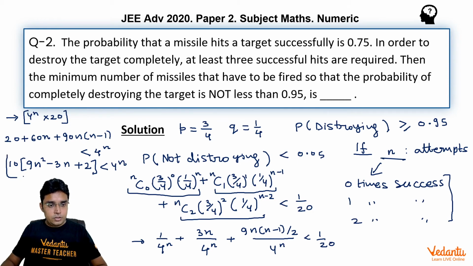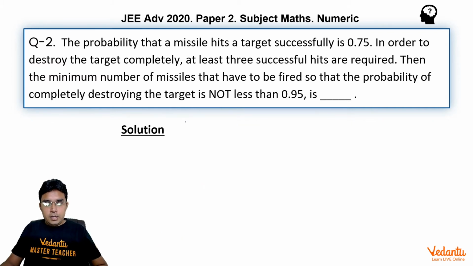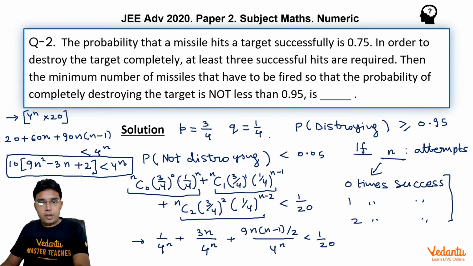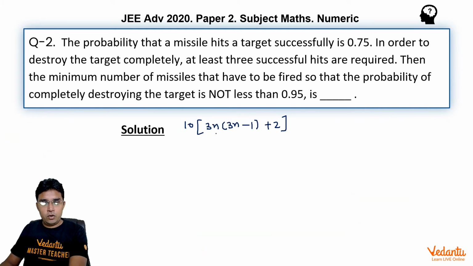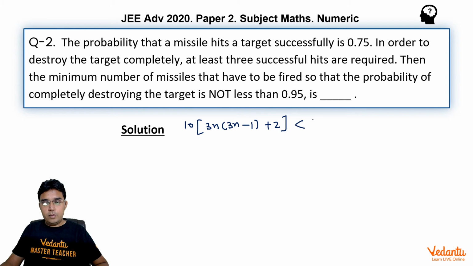This result let us use on the next page. So this result is 10 into, and I can write this as 3n into 3n minus 1 plus 2. You can check. This was 10 into 9n square minus 3n. So if I take 3n common, 3n minus 1, it would be plus 2, and that should be less than 4 raised to the power n.